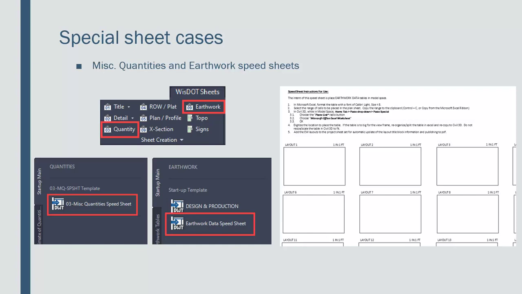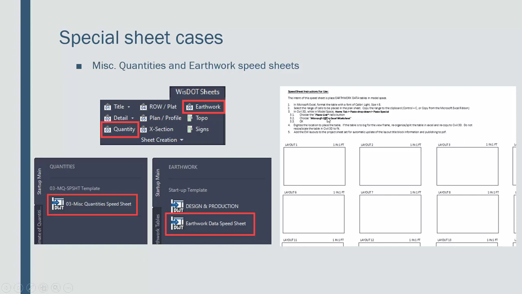On the sheet creation panel, you see that there the quantity and the earthwork tool palettes. And then down below are the actual tool palettes themselves. So on the startup main tab, for quantities, you get the miscellaneous quantities speed sheet, and the earthwork has the earthwork data speed sheet. Both of those have the frames there.